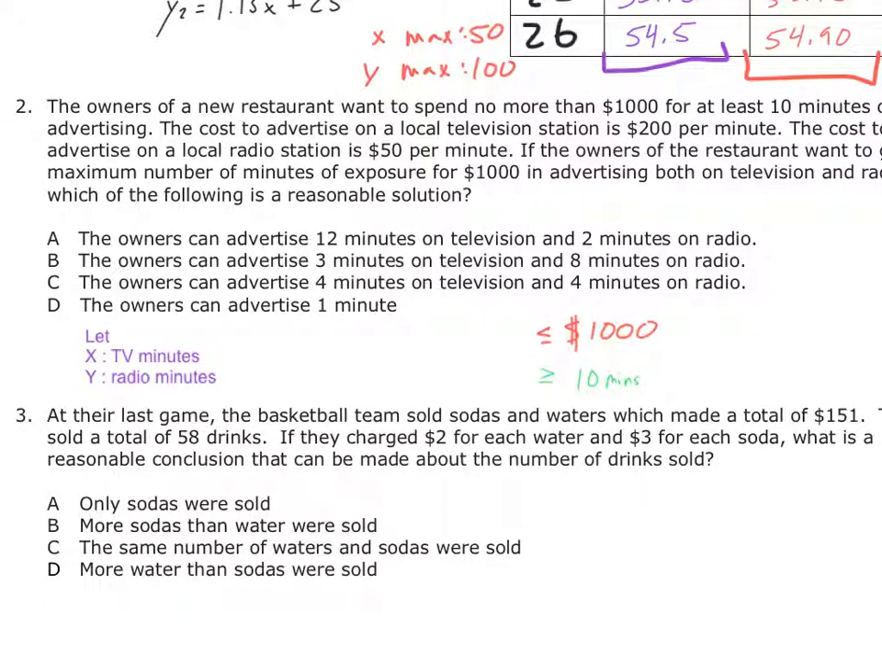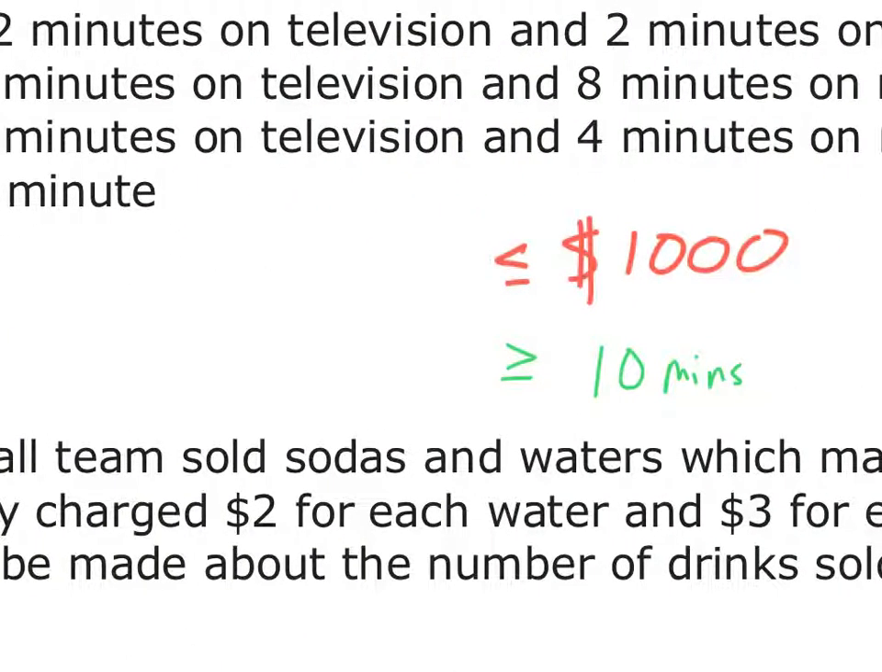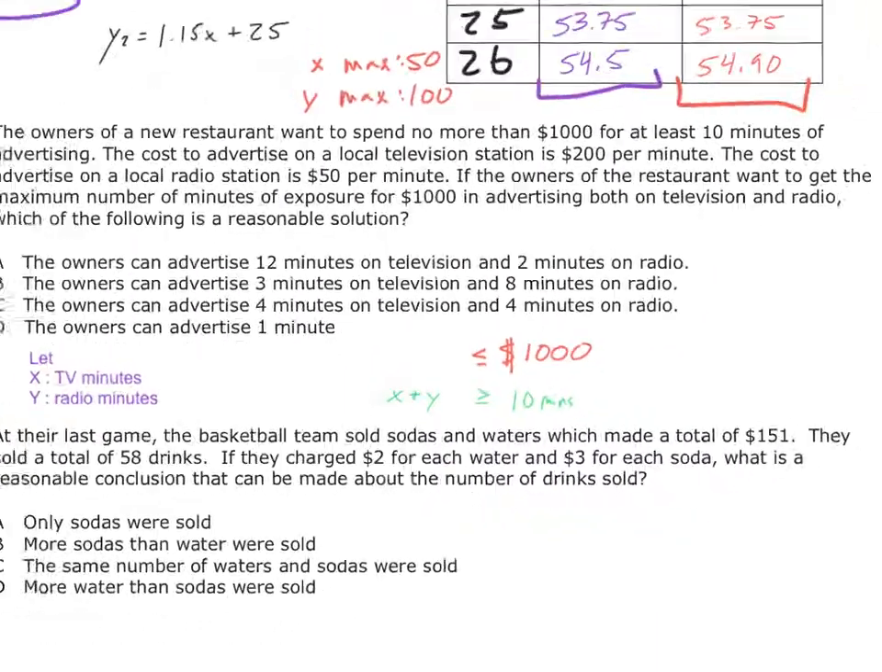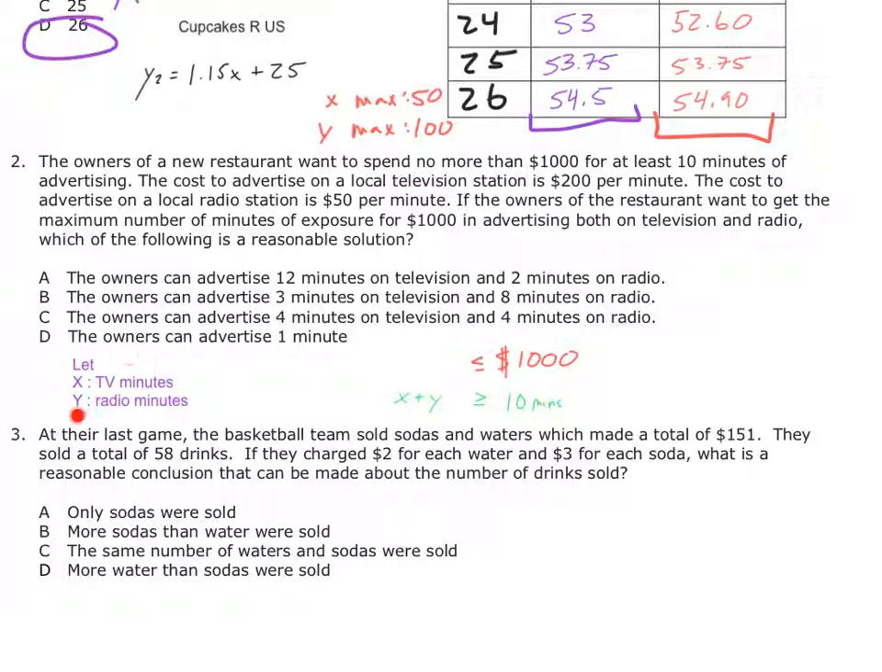If you look over at our variables from our let statement, we've got TV minutes and radio minutes right there. And so to fill out our second inequality, we can just say X plus Y, because our X is TV minutes and our Y is radio minutes, and so when you add the total minutes together, you get something that has to be more than or equal to 10 minutes.